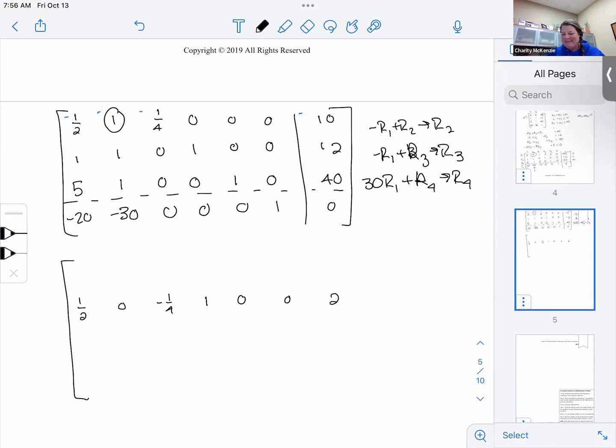I didn't. I'm done today. Maybe I shouldn't be teaching today. I keep saying things wrong. Negative 10 plus 12 is 2. Okay. So that's our next row.